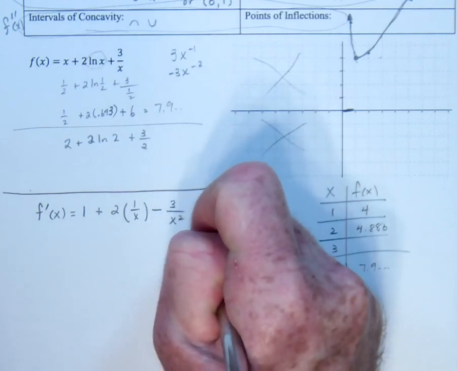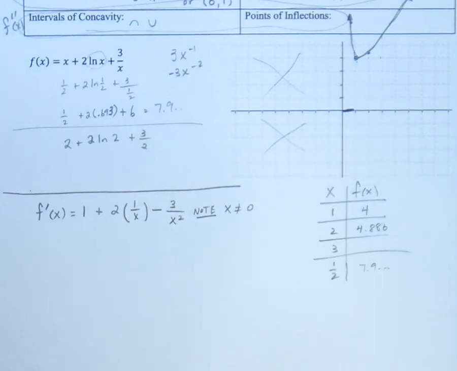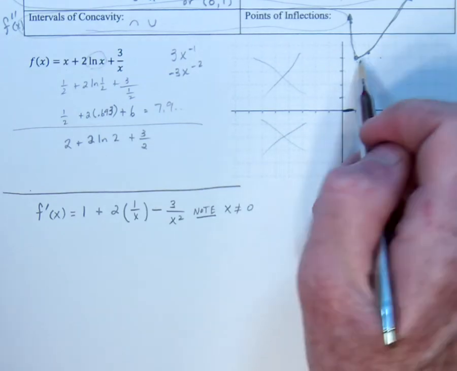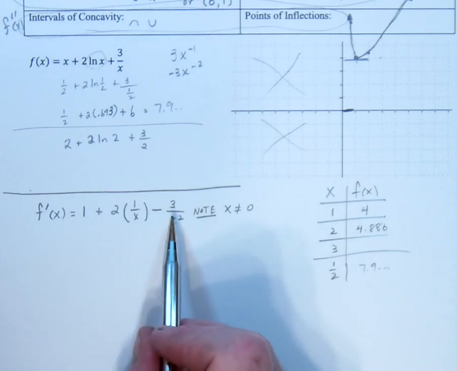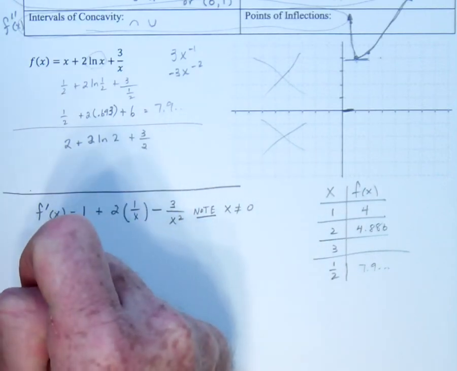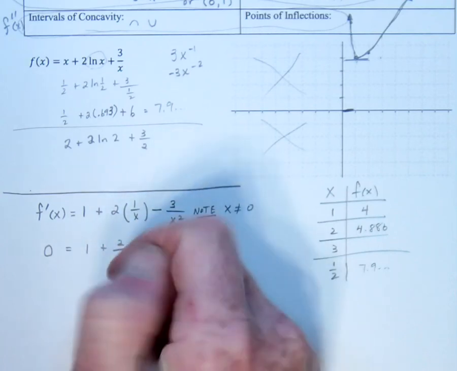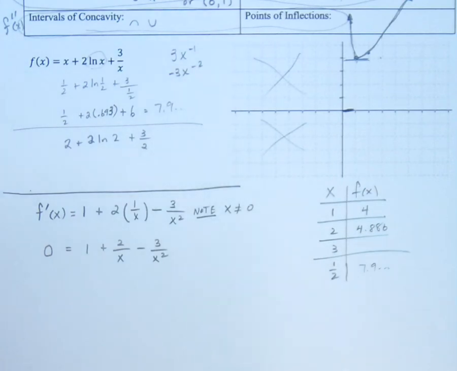Note on this, x cannot equal 0. All right, now what we need to do is find out where the derivative equals 0, and that should be right here. When it hit the bottom, the tangent line would be horizontal, and the derivative equals 0. So when we set this equal to 0 and solve for x, we should get the answer x equals 1, if our picture was correct. So set it equal to 0, and then solve for x.